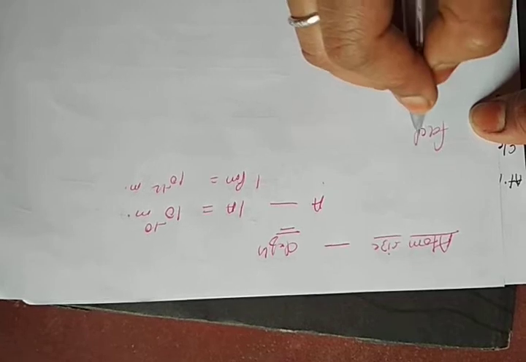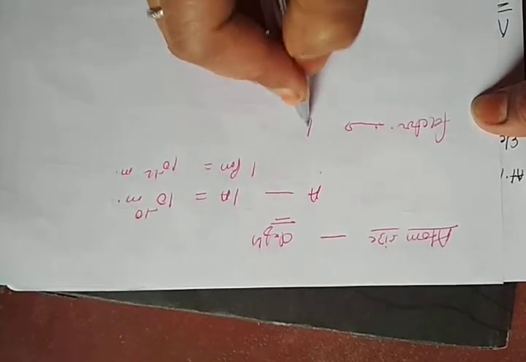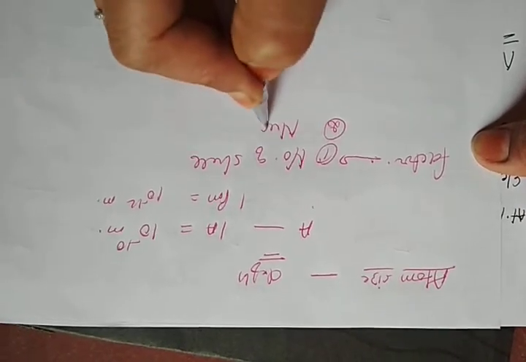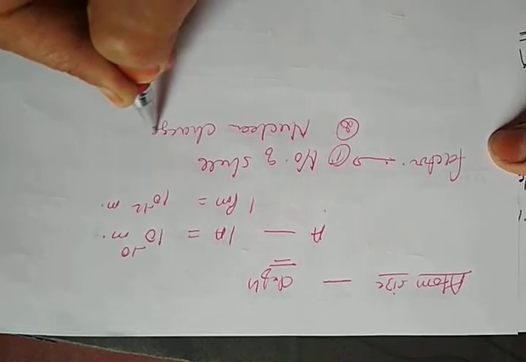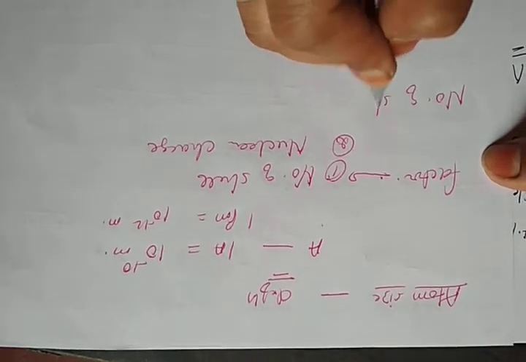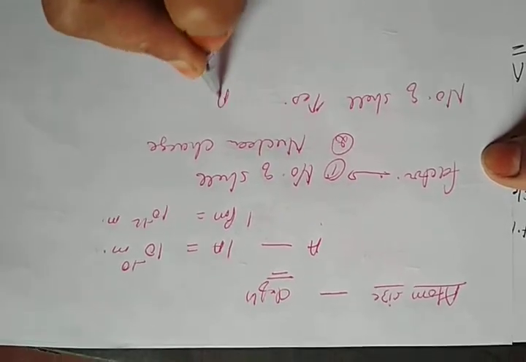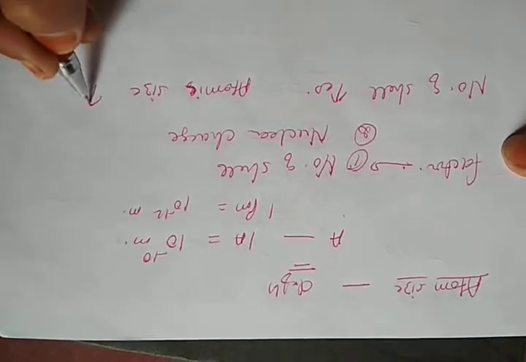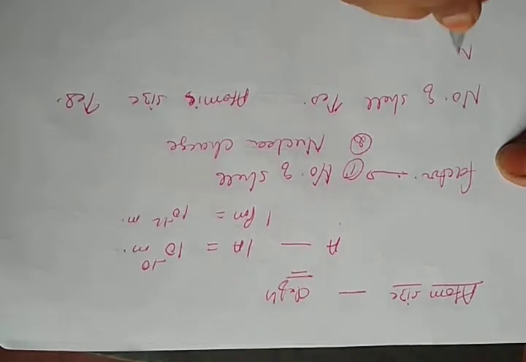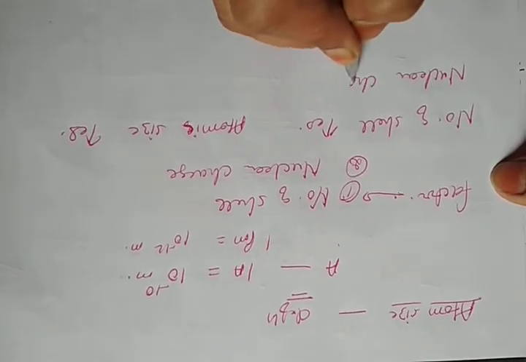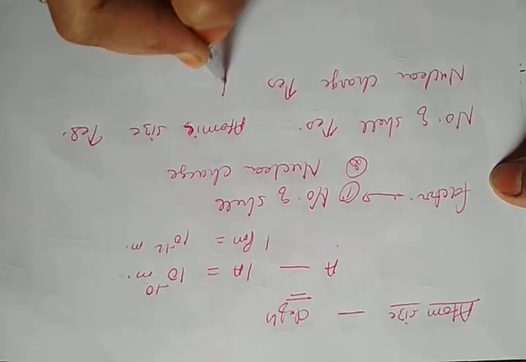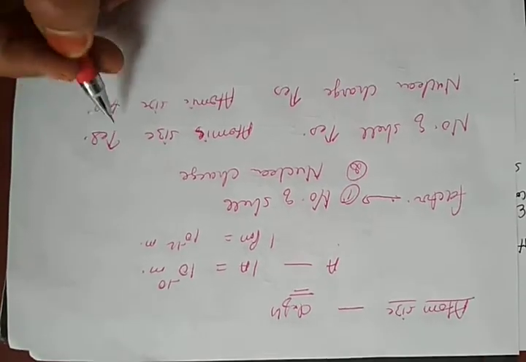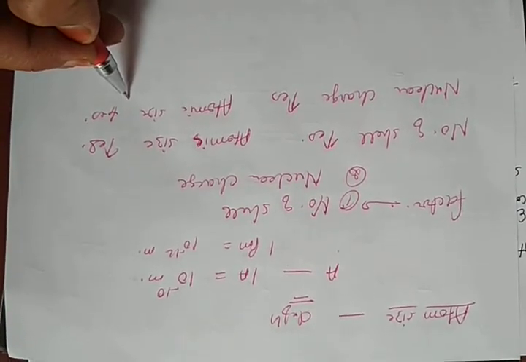Then the factors affecting the atomic size. The first factor is number of shells. The second factor is nuclear charge. We remember that as number of shells increases, atomic size also increases. Then as nuclear charge increases, atomic size decreases. These are the two factors on which the atomic size depends.